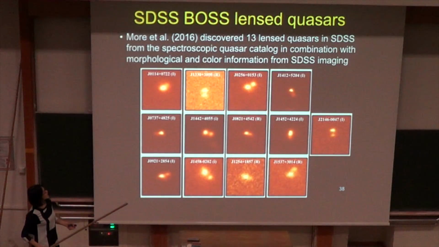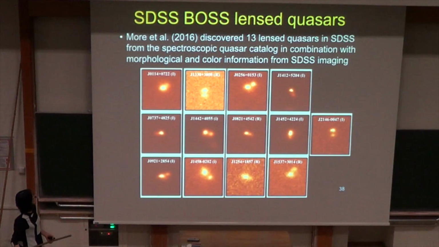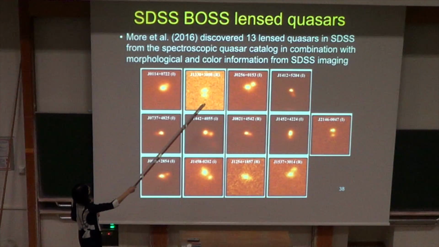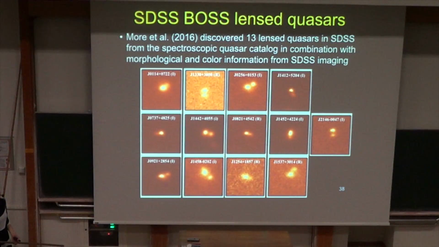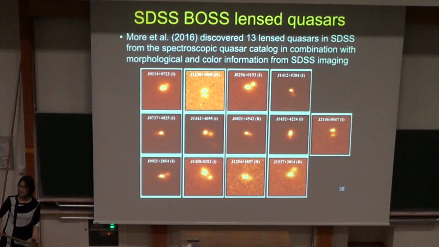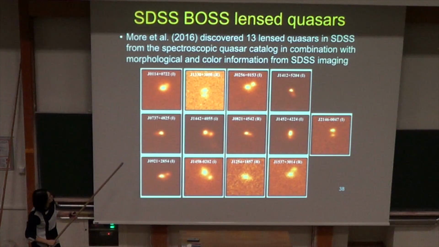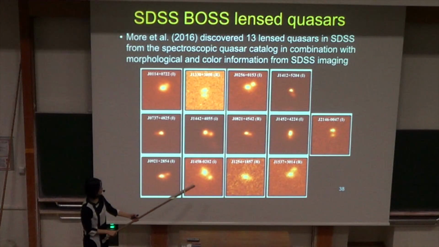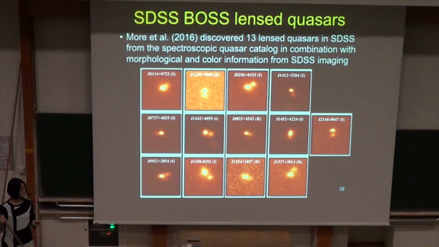There's also been an ongoing effort to find new lens quasars. In the SDSS BOSS survey, a collaborator discovered 13 lens quasars in SDSS from the spectroscopic quasar catalog from BOSS, in combination with the morphological and color information from the SDSS imaging. Here are the 13 new lens quasar systems from SDSS BOSS. Actually, all of these are two image systems. In general, there are more two image systems than four image systems.